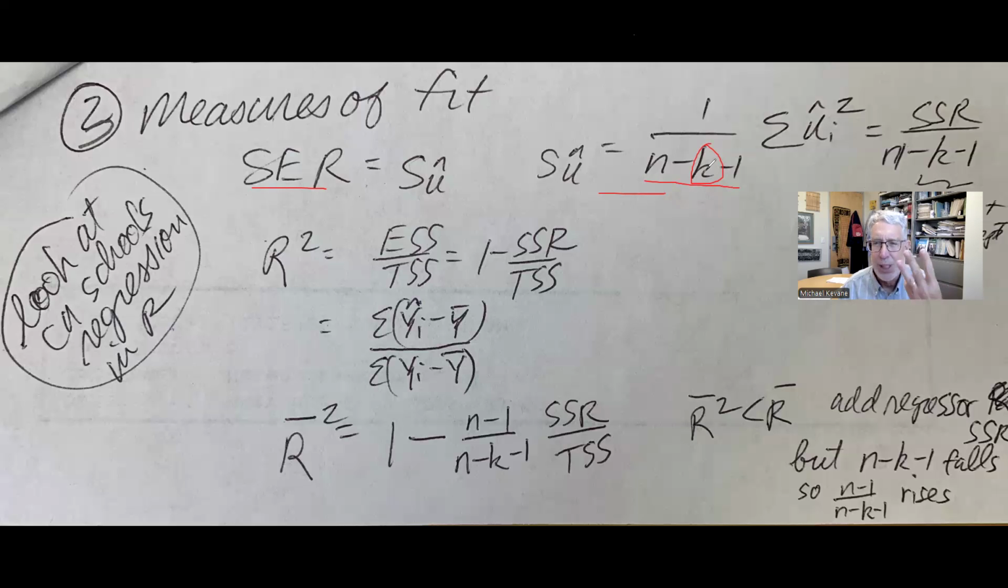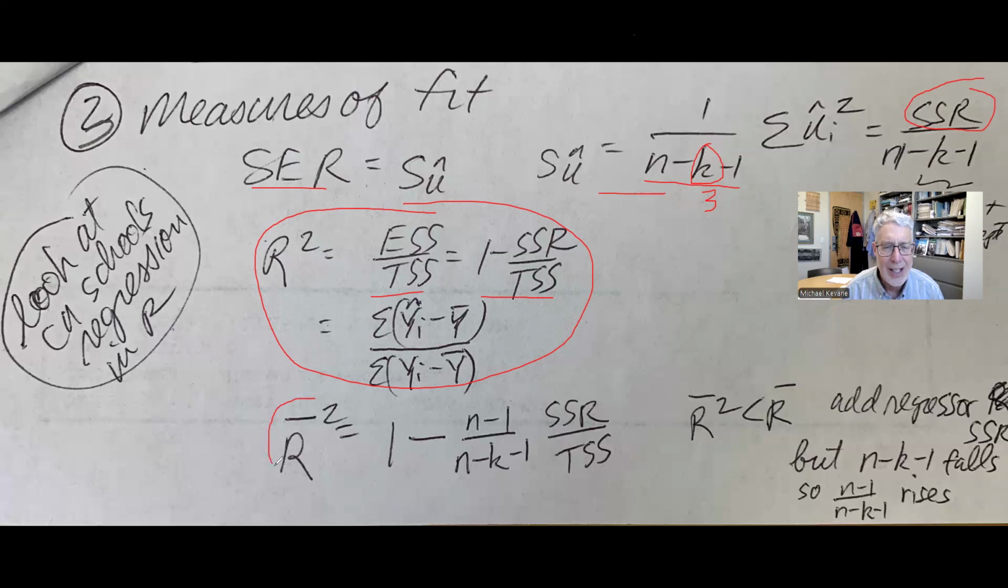So earlier, if we had x1, x2, and x3, K would be equal to 3. So we'd have n minus 3 minus 1, and we'll still have the sum of squared residuals in the numerator. For R squared, this is our formula: the two variations, explained sum of squares divided by total sum of squares, or 1 minus the sum of squared residuals divided by the total sum of squares.